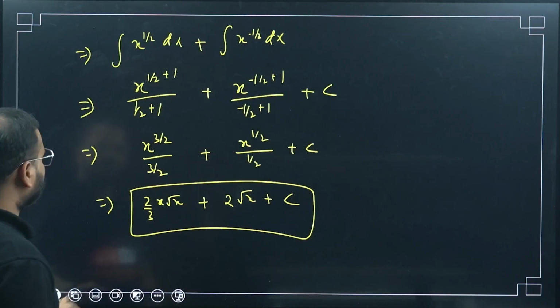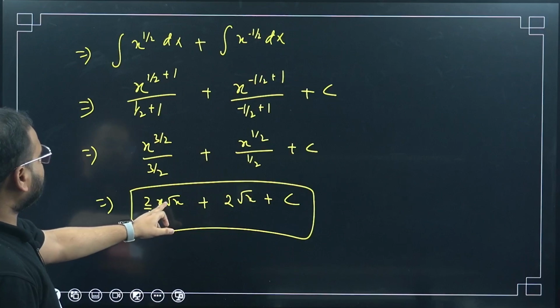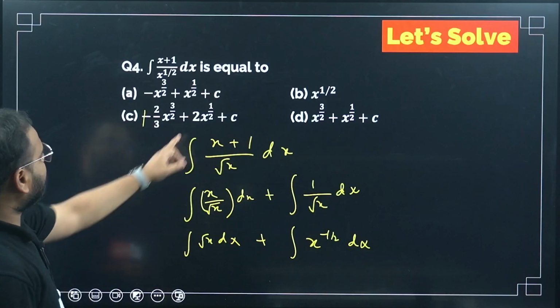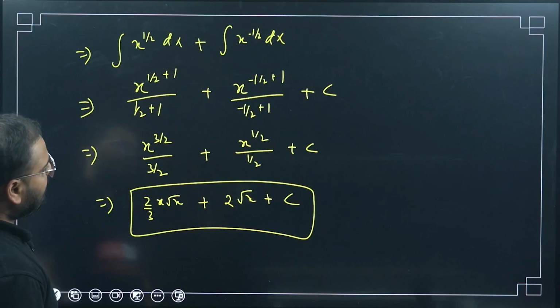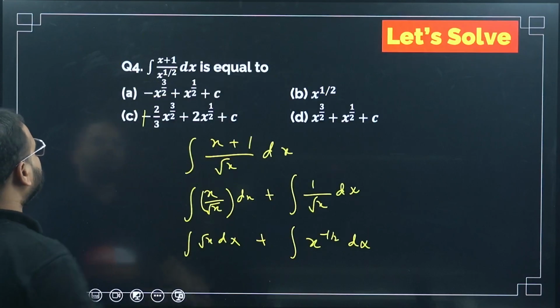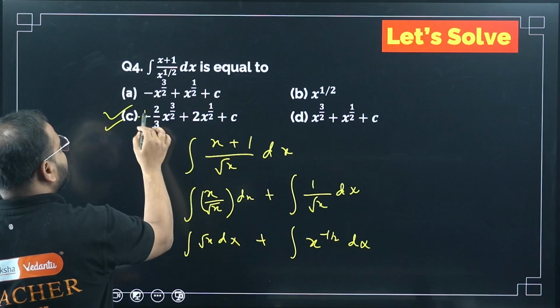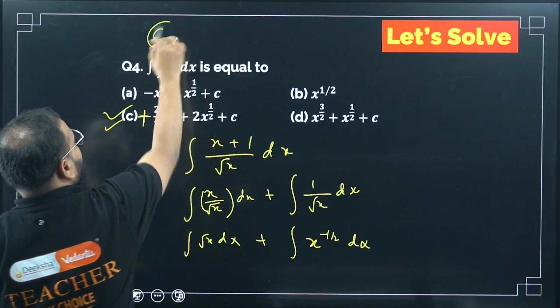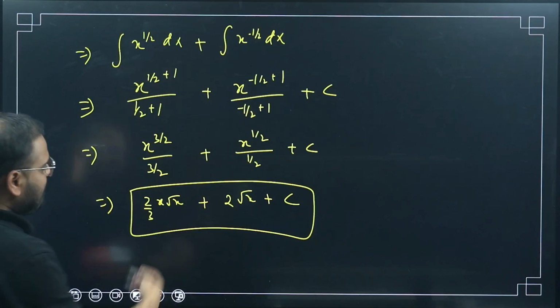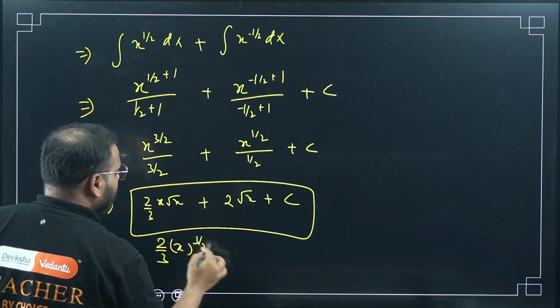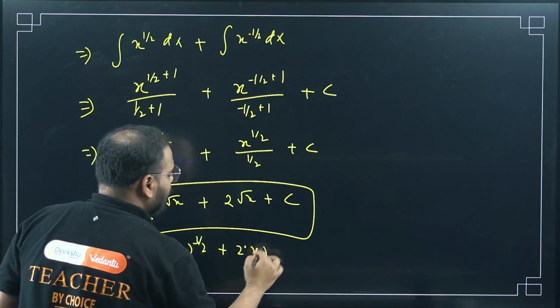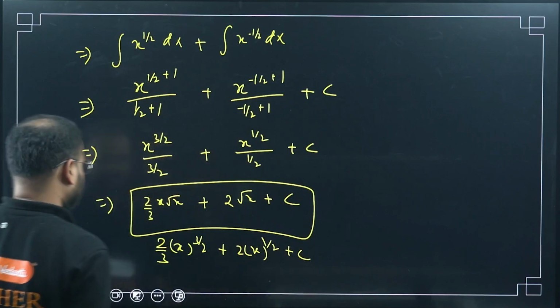2 root x. So now cross check your answer. 2 by 3, x power 3 by 2, and then x power 1 by 2 with 2, right? And then with c. So option number C is my correct answer. Please make this change. This is positive, okay? If you want, with the same answer, I can write it like this: 2 by 3, x to the power 3 by 2 plus 2 with x power 1 by 2 plus c. Same thing is there.